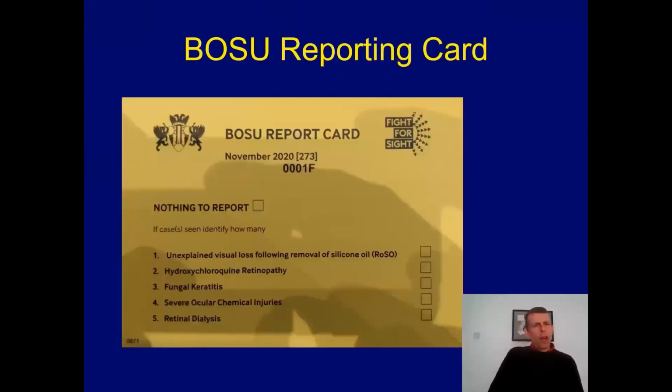We have, for the past 25 years, been operating a yellow card reporting system, and here's an example on the screen, where we send out a yellow card every month to UK ophthalmologists, detailing the list of conditions under surveillance and providing a box in which they can notify the number of cases that they've seen, and also that important nothing to report box, which they tick and return the majority of the time, and that's essentially what makes this an active surveillance system.